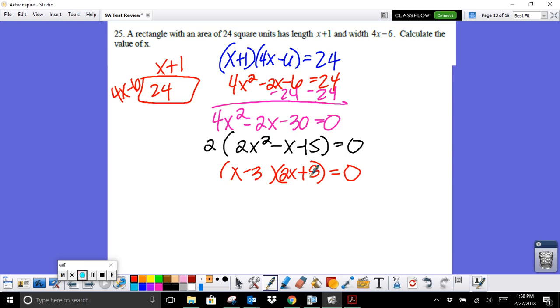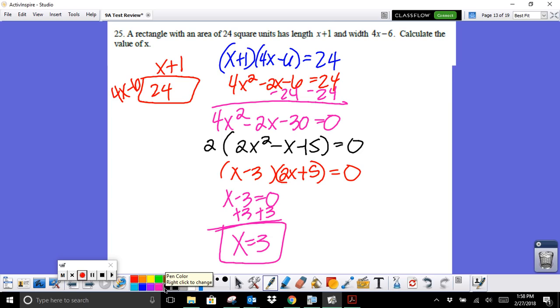Okay, which one of these is going to get us our positive solution? Because again, we are talking about measurements. That would be the x minus 3. So if I add 3 to both sides, x is going to be 3. So what is it? The question says calculate the value of x. So there we go, we found x. We don't even have to plug it back in.